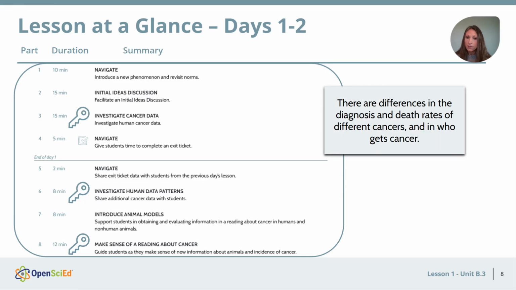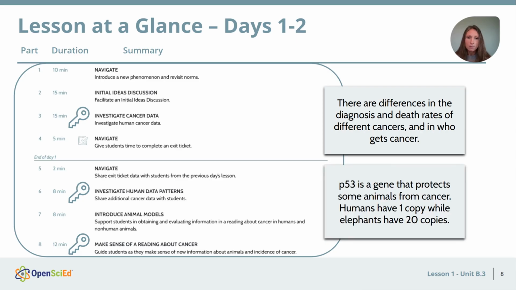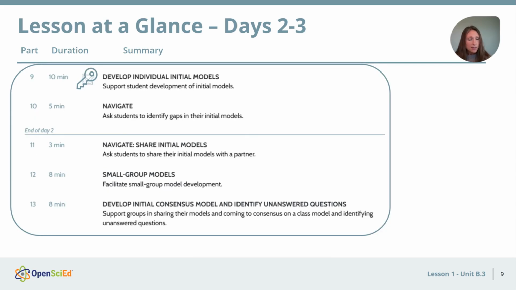From the reading, they figure out that there's a gene called P53 that seems to protect some animals from cancer. Humans have 1 copy of this gene, while elephants have 20 copies. After this, students are left wondering about all of these differences in who gets cancer and about what's going on with this P53 gene.